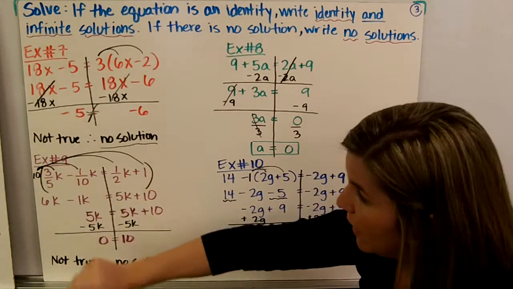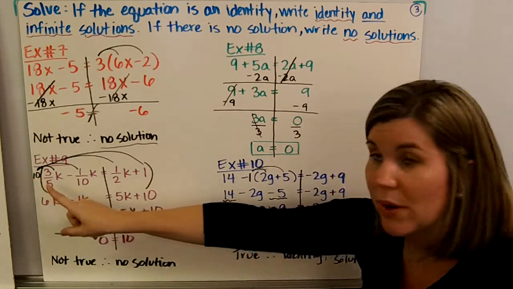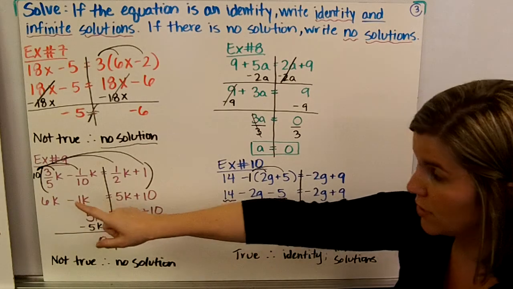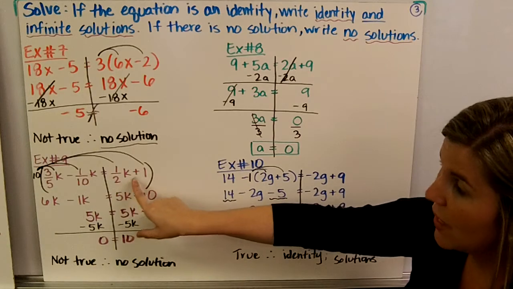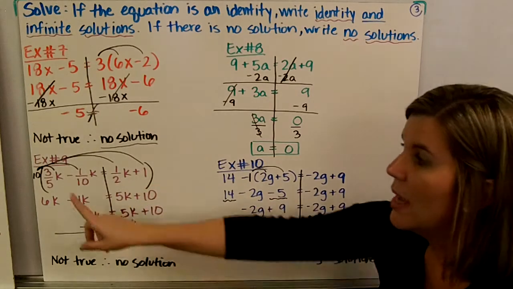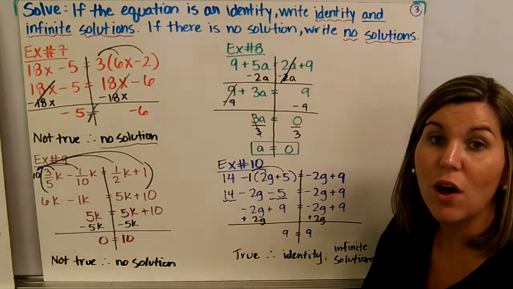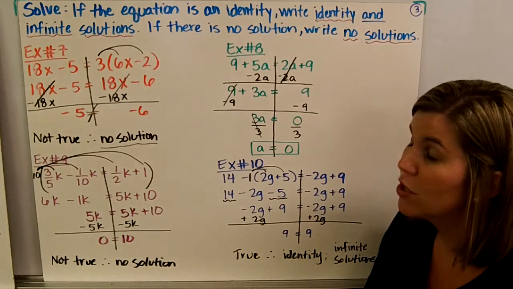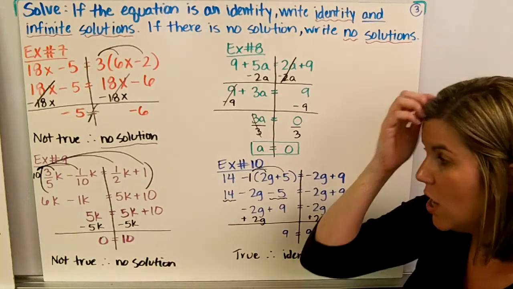All right, example 9. The example's in purple. In black is where I have multiplied to get rid of the fractions. 3/5 k minus 1/10 k equals 1/2 k plus 1. I have 3 fractions in this equation. In order to get rid of all of the fractions, I need to multiply by the least common denominator, and we've done this before.